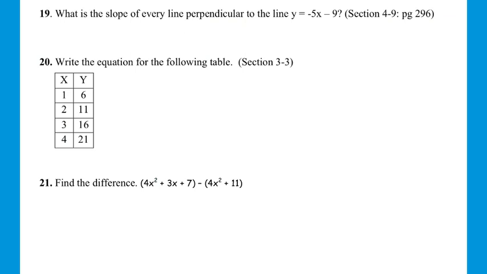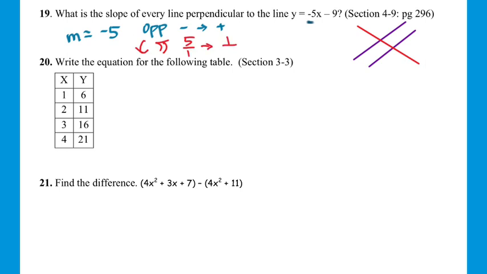Number 19 is looking at a line whose slope is negative 5. And so what would be a perpendicular line? Well, a parallel line would have the same slope because they rise and run the same. But a perpendicular line would have to be the opposite reciprocal in order to cross over and go the right direction. So opposite means from negative to positive, or positive to negative for that matter, and reciprocal is flipping it. So from 5 over 1 to 1 over 5.